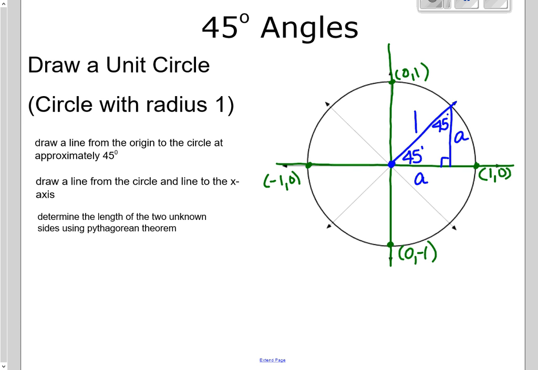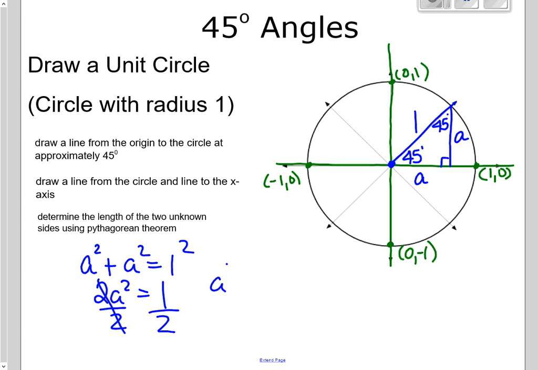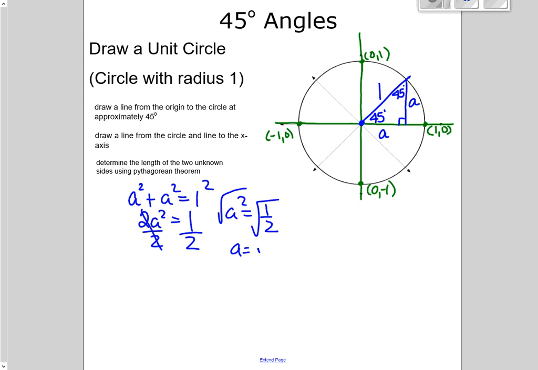And if I use the Pythagorean theorem to figure it out, what I end up with is a squared plus a squared equals 1 squared. And a squared plus a squared is 2a squared, which equals 1 squared, which is equal to 1. Divide by 2, so those cancel, and I get a squared equals a half. And then I can take the square root of each side. When you take the square root of a fraction, really you're taking the square root of the top and the bottom. And the square root of 1 is 1, and the square root of 2 can stay as the square root of 2.